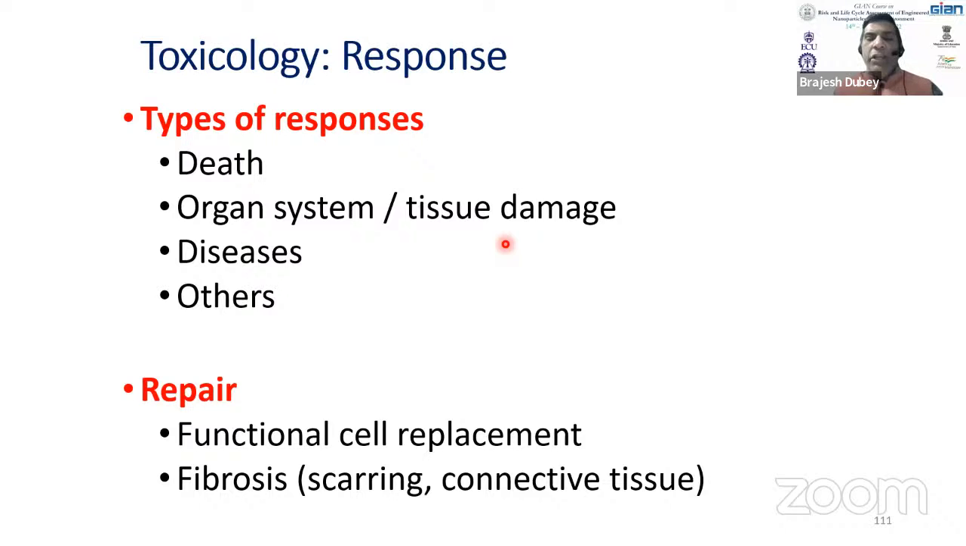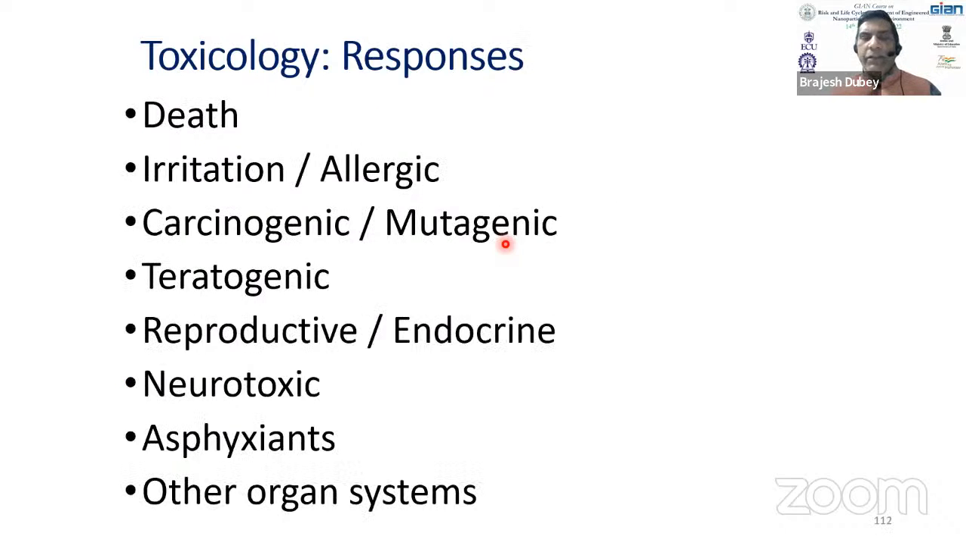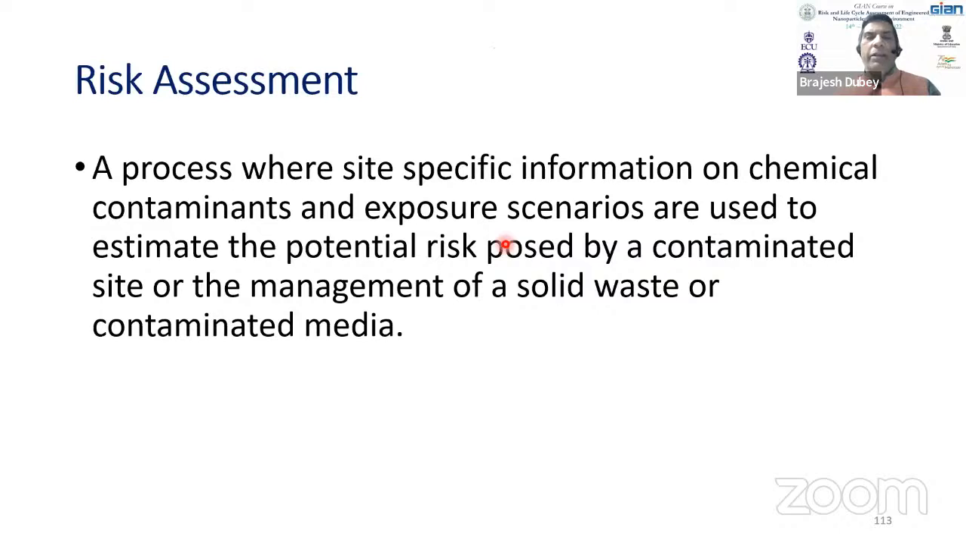In general, the body keeps on repairing itself, so functional cell replacement is there, and fibrosis, scarring of the connective tissues. That also does take place. So one of the responses could be death, irritation, allergic response, carcinogenic, teratogenic, reproductive impact, or neurotoxic impact. Other organ systems could be impacted too.